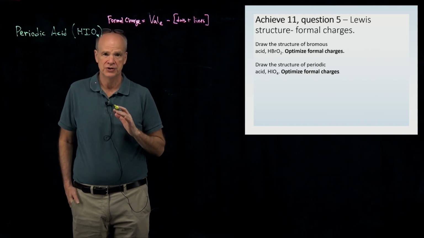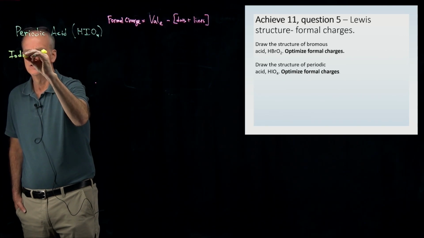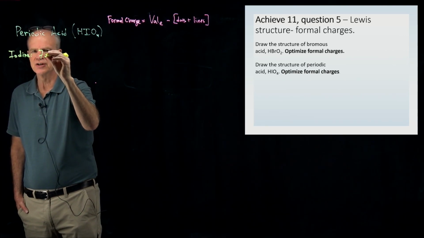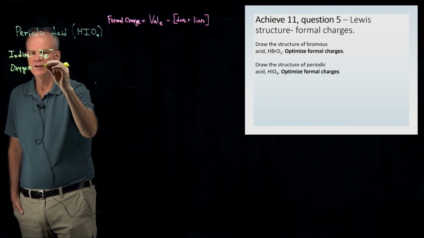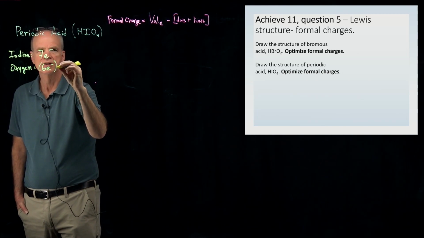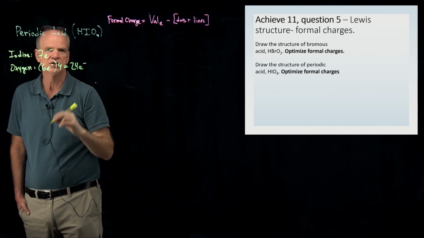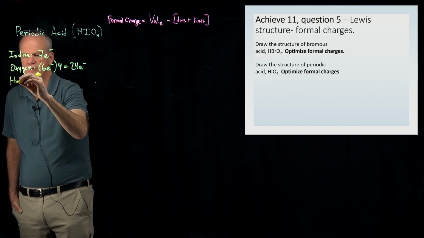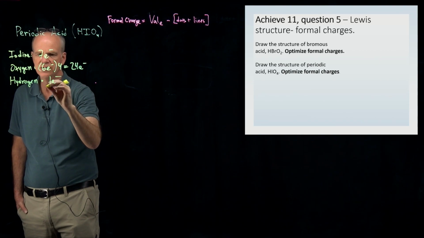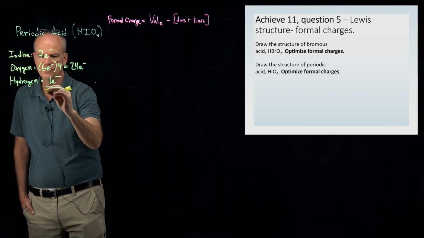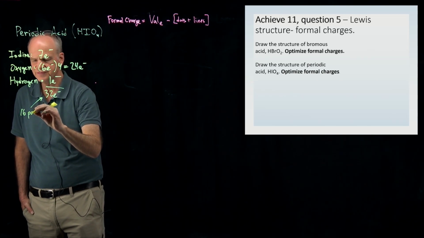You figure out valence electrons first. Here you have iodine, and it has 7 valence electrons. And then you have oxygen, and it has 6 valence electrons. There are 4 of them, so there are 24 electrons here. And then you have hydrogen, and it has 1 valence electron. So it looks to me that we have a total of 32 valence electrons and 16 pairs.